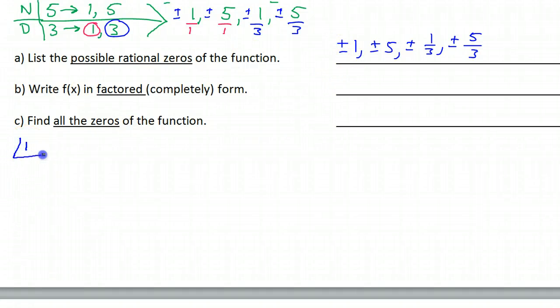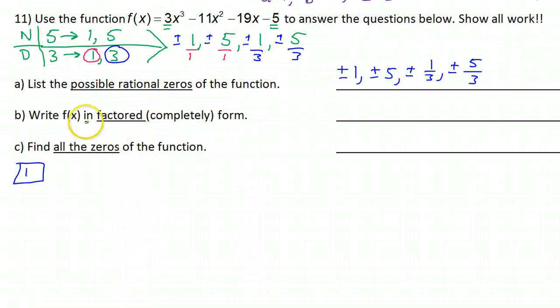This may or may not work. If it works, great, we'll finish the problem as usual. But if it doesn't work, we'll try again with -1. So my coefficients are 3, -11, -19, and -5.